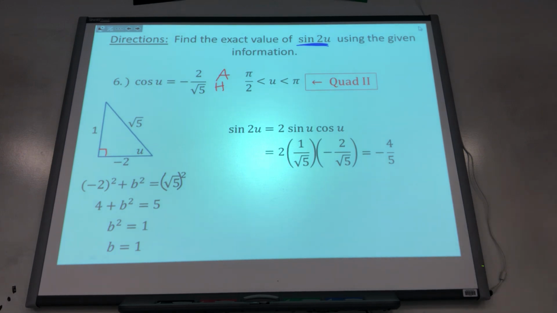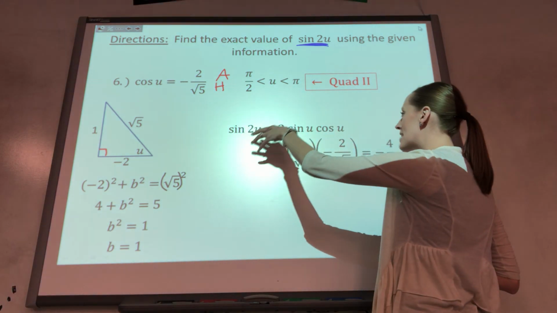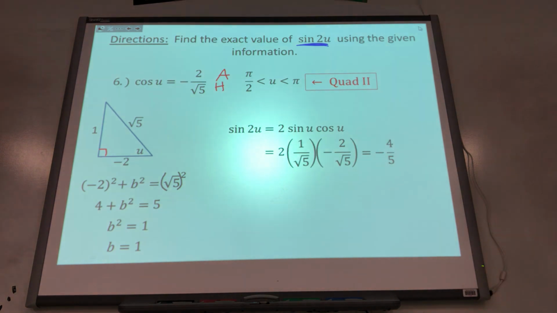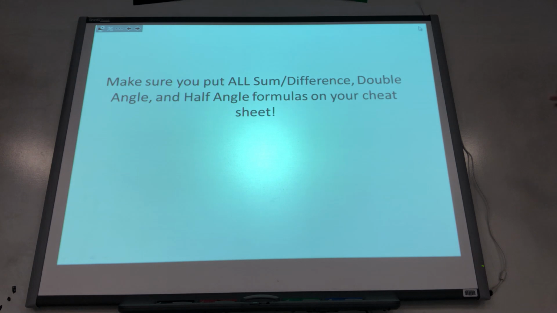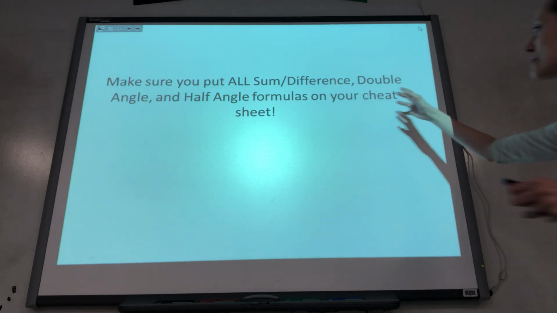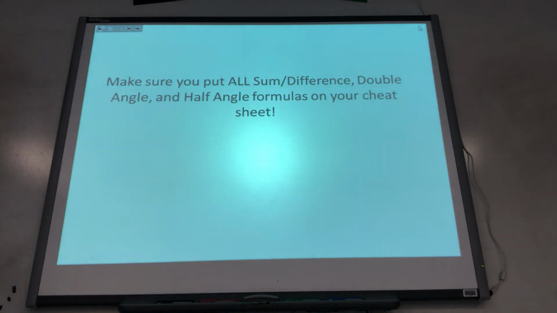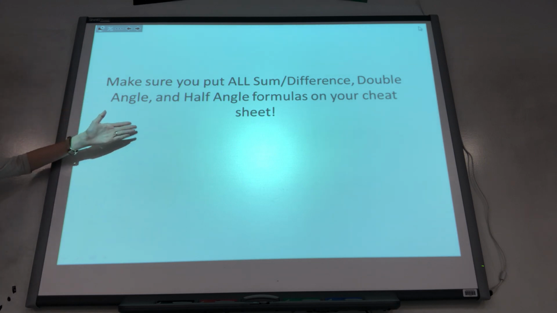Okie doke. Again, you might be asked to find the double angle of cosine or tangent or even a half angle. So I'm going to go ahead and just kind of list all those formulas that you need to make sure and put on your cheat sheet. This is kind of like your assignment, I guess, for tomorrow and to study for the test. But sum and difference, double angle, half angles, you'll want all of those to be on there.